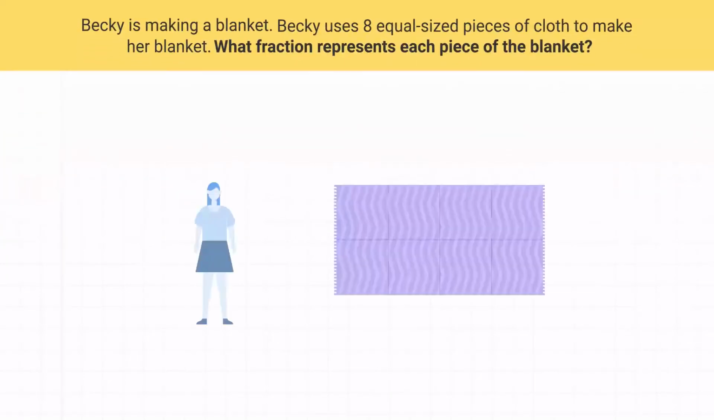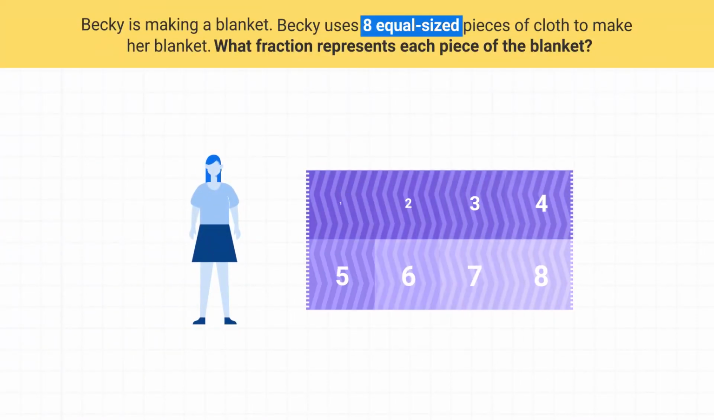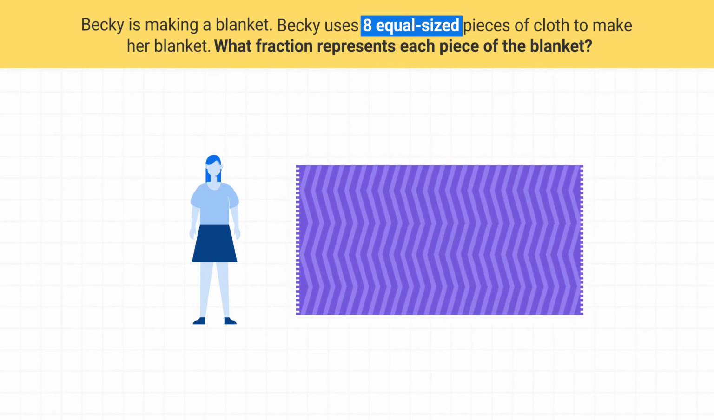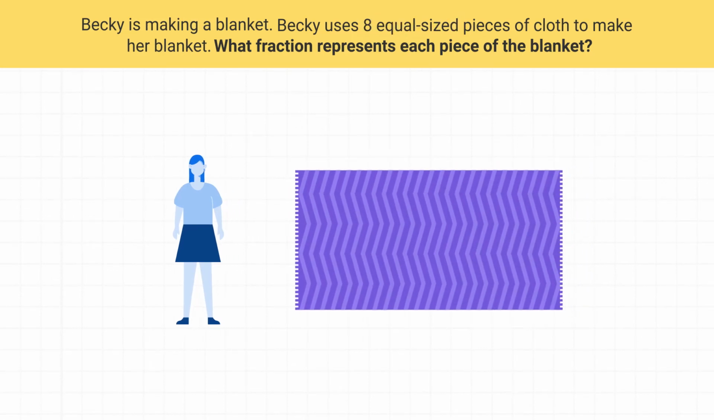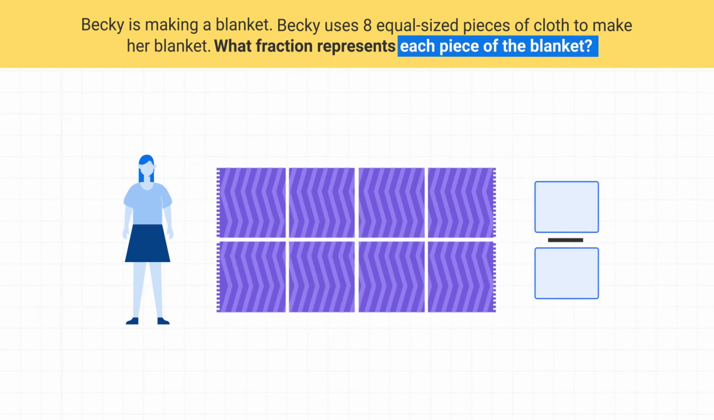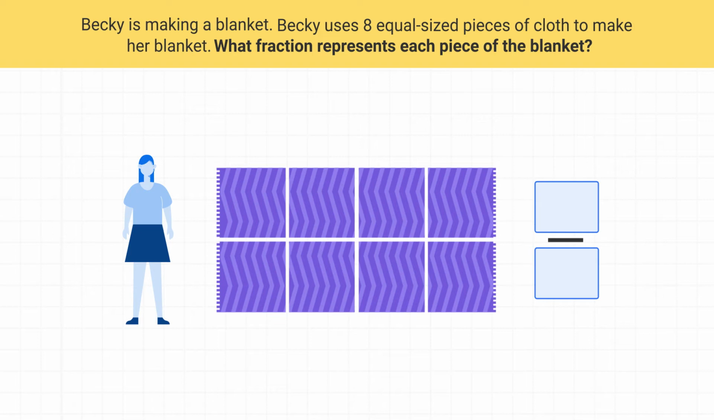In this problem, Becky is taking 8 pieces of cloth and putting them together to make a blanket. We need to know what fraction represents each piece of that blanket. Well, how many total pieces of cloth are in the whole blanket? There are 8 pieces of cloth in this blanket. You can read that in the problem, or you can count up the 8 pieces in the picture we've made.